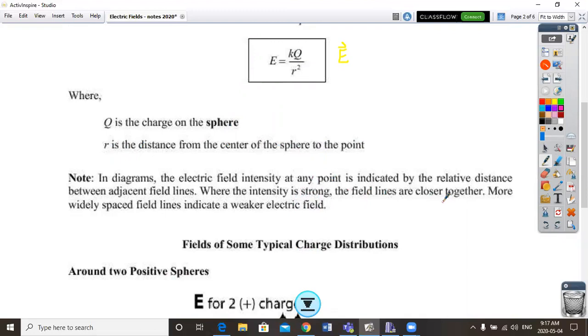Note in diagrams, the electric field intensity at any point is indicated by the relative distance. When the intensity is strong, the field lines are closer together, and more widely spaced field lines indicate a weaker field. Remember the field line density. The closer the field lines, the stronger the electric field.